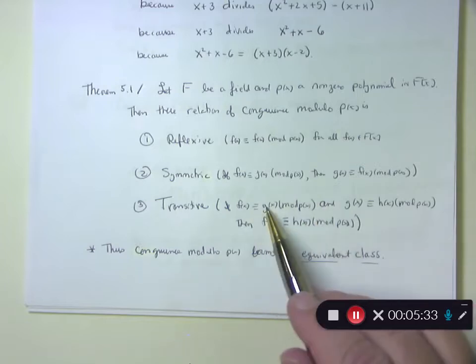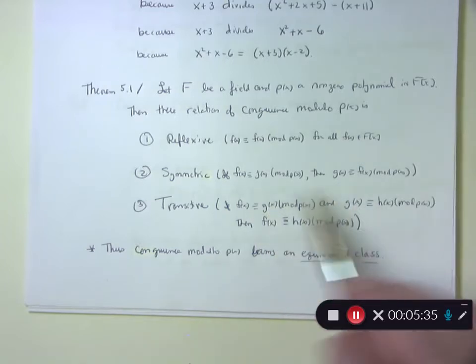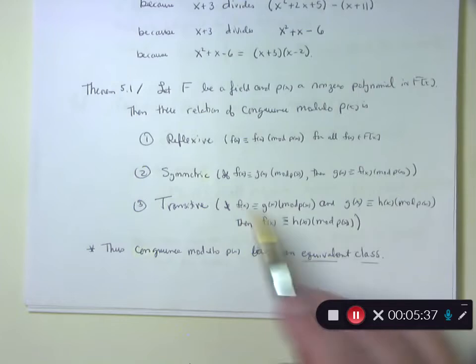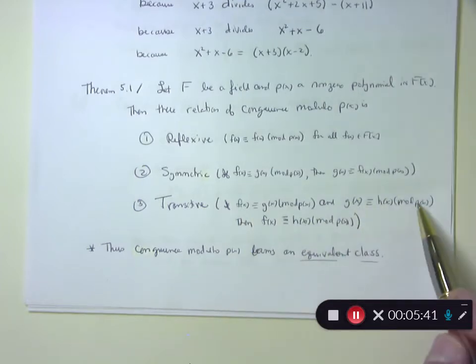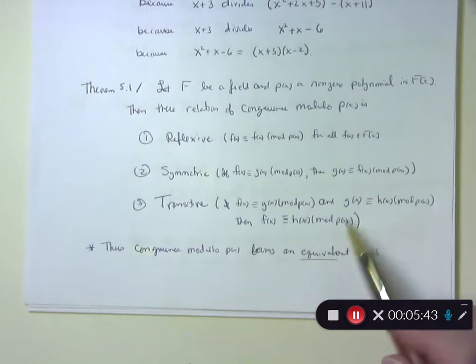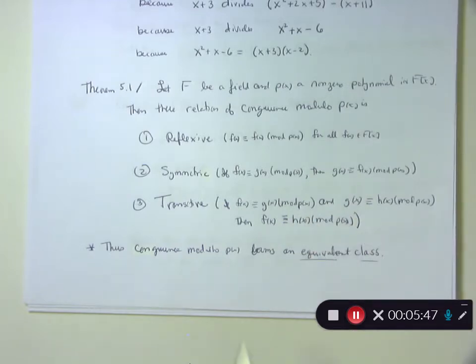So the minus g and the plus g will cancel, and you'll be left with f of x minus h of x is equal to p of x times somebody plus p of x times somebody else. You can factor out your p of x, which means that p of x divides f of x minus h of x, which means f is congruent to h mod p of x.